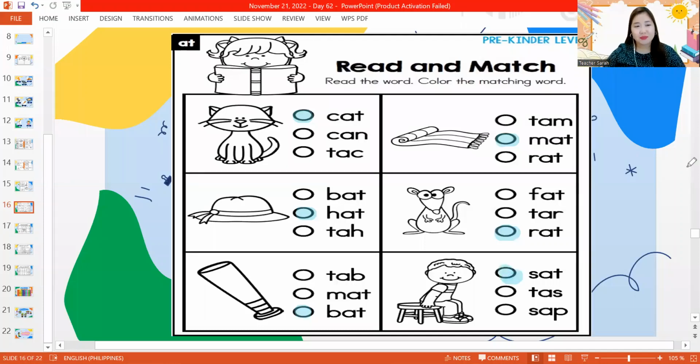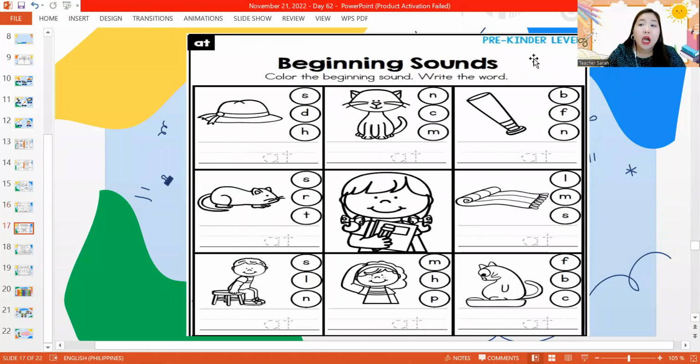Good job. Okie dokie, everybody, shake, shake, shake, shake, shake your hands. Let's proceed to our next page. We have to color the beginning letter and we have to continue writing the word. First picture, it's the word hat. Very good. Color the letter H and write it there. Hat. Next one, what is this? It is a cat. Very good. Letter C.